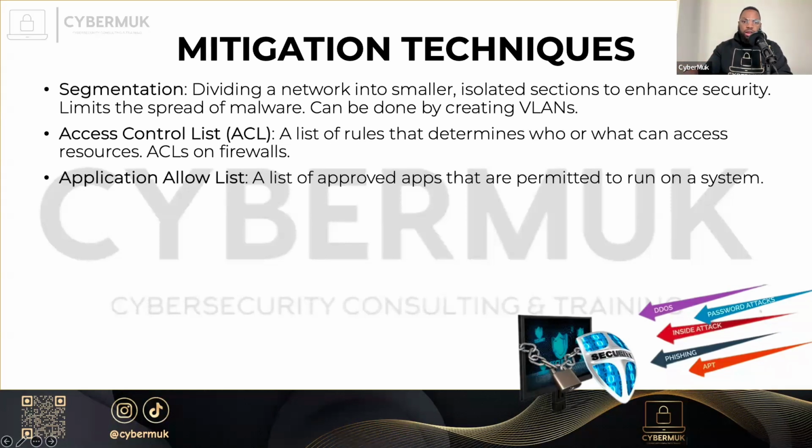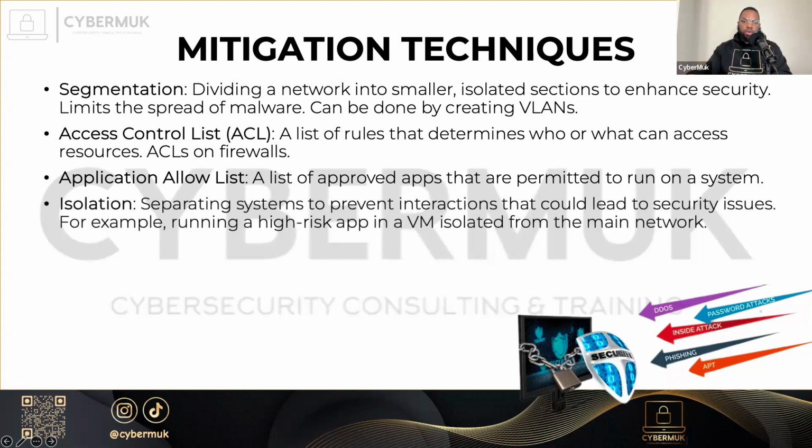You have application allow lists. What is an application allow list? This is a list of approved apps that are permitted to run on the system. So if you're given a work computer, for example, there is usually an application allow list in the operating system software that will only allow certain applications to be downloaded. If you try to download other applications, you will not be able to download them. So this is a way to prevent malware from getting into a computer as well.